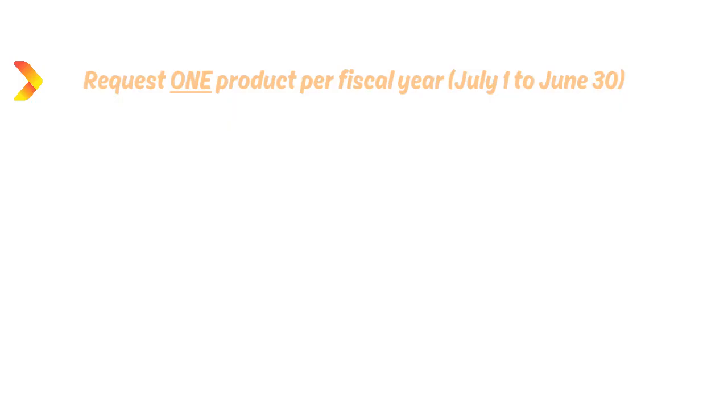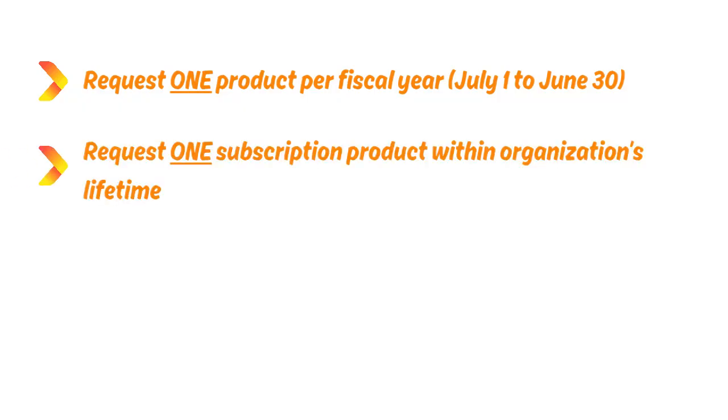Intuit has a few restrictions on their products. You can only request 1 product per fiscal year from July 1st to June 30th. You can request 1 subscription product within the organization's lifetime. So if you choose to purchase a QuickBooks Online Advanced subscription, it's one and done. However, you can renew your subscription annually.